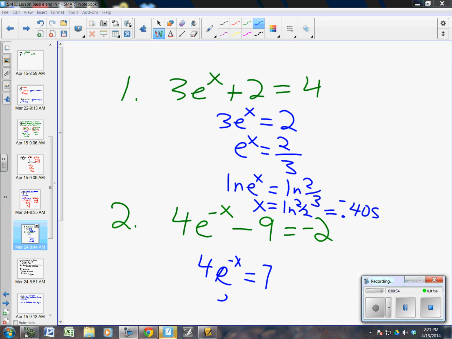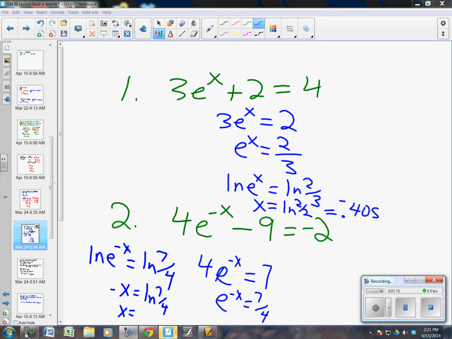All right, now this one down here, I'm going to add 9 to both sides. I'm going to divide by 4. I am going to take the ln of both sides. Some of these steps you can skip after a little bit, right? Like now I know ln e to the negative x is negative x. And so times both sides by -1, I get negative ln of 7/4. So that's what I'm putting in my calculator.